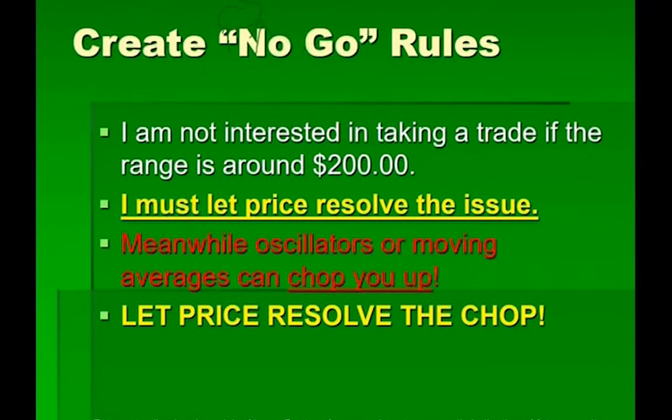Remember no-go rules. I'm not interested in taking a trade if the range is around $200. I must let price resolve the issue. Oscillators are going to be moving around and they're going to chop you up. So you let price resolve the chop.